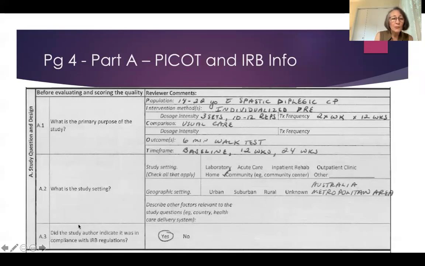In the last portion here, did the study author indicate compliance with IRB regulations? And they did make a statement in the study. So all of this information helps if you're teaching critical appraisal to folks who are not experienced with it, perhaps students, because this is where they can tease apart the purpose of the study and a little bit about the context.